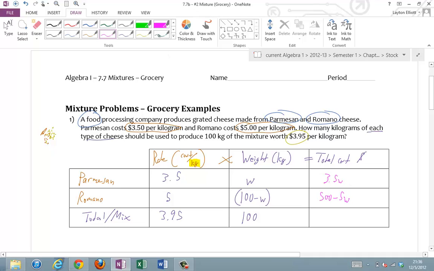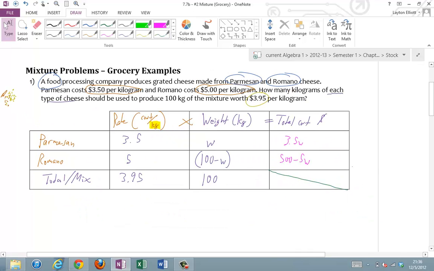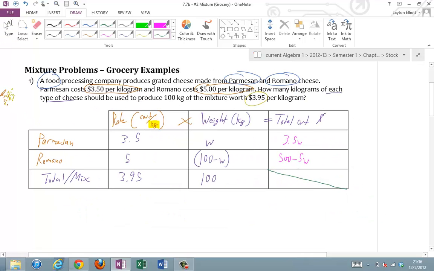And then we have a new technique, something I do. I call it splitting the cell. What that means is, how do I get this final cell? Well, I could add these two, and I could make it 3.5W plus 500 minus 5W.